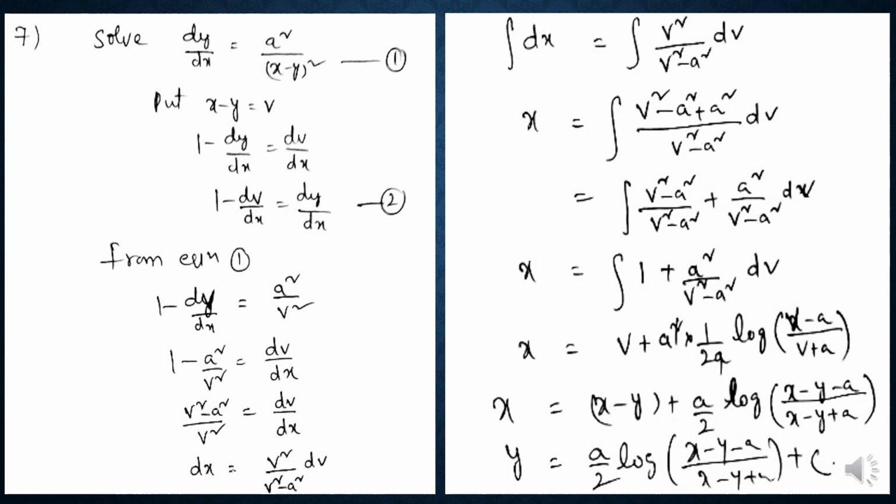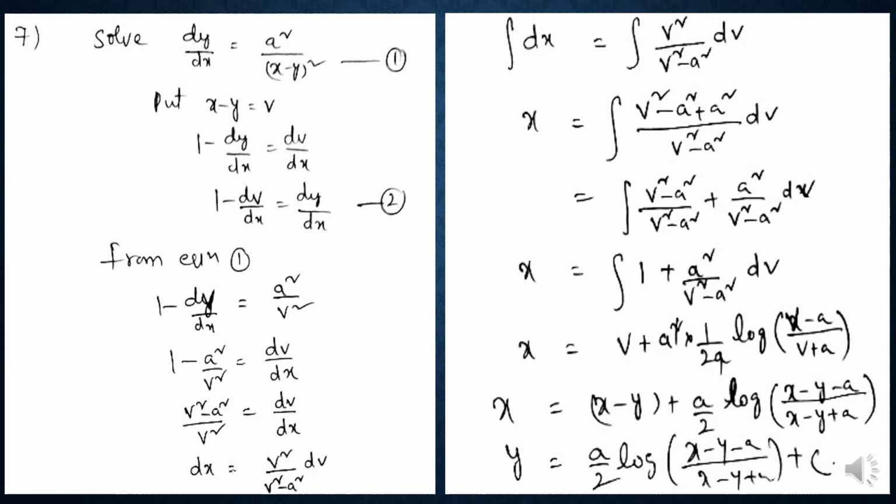Now by separating the variables, this is totally a function of v. So writing this on the dv side, this function becomes v square by v square minus a square dv is equal to dx. Now the variables are separated, so integrating on both sides, integral dx is equal to integral v square by v square minus a square dv. Integral dx is equal to x.